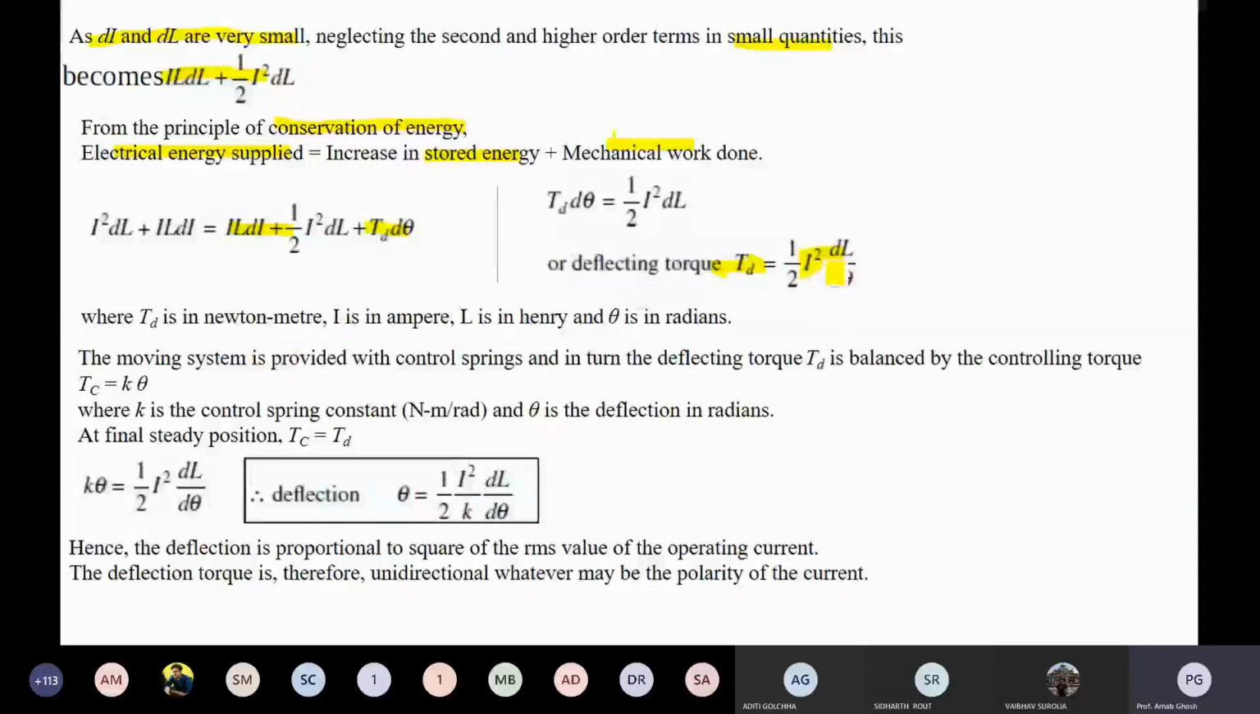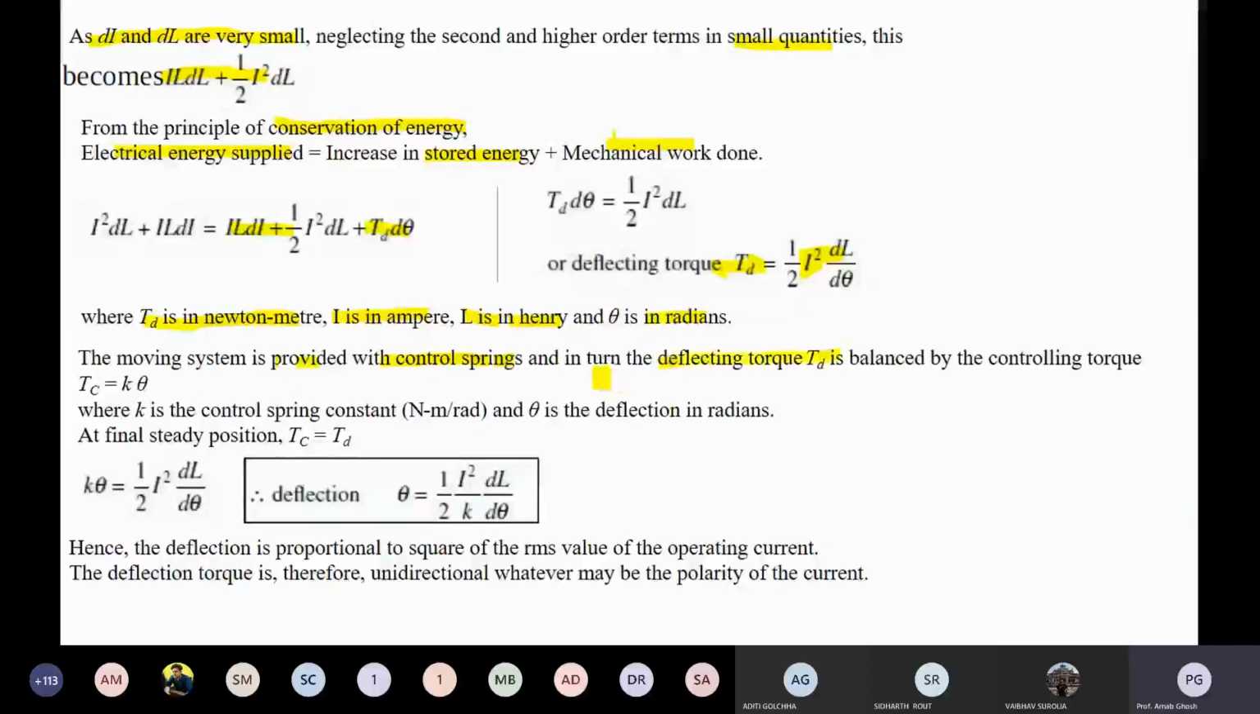That means in an MI instrument the scaling will definitely be non-linear in nature, because it is in square, where Td is in Newton meter, I is in ampere, L is in Henry, and theta is in radian. The moving system is provided with a control spring, and the deflecting torque is balanced by the controlling torque.